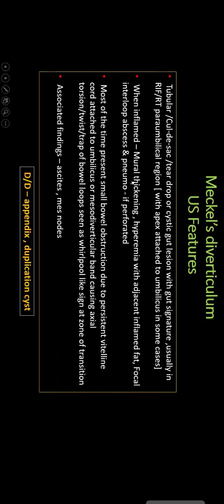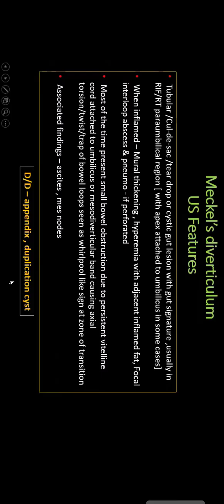When inflamed, there is wall thickening, hyperemia on color Doppler, adjacent fat inflammation, and focal interloop abscess formation when it ruptures. There can be pneumoperitoneum if it is perforated. Most of the time, the child presents with bowel obstruction due to persistent vitelline cord attached to the umbilicus causing axial rotation and volvulus formation, or a mesodiverticular band causing torsion, twist, or trap of the bowel loops, seen as a whirlpool-like lesion at the zone of transition. Associated findings can be ascites and mesenteric lymphadenopathy.